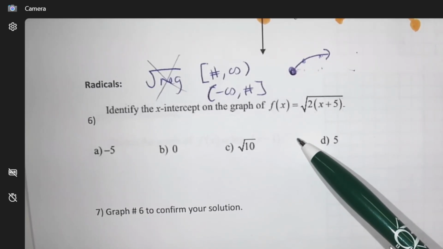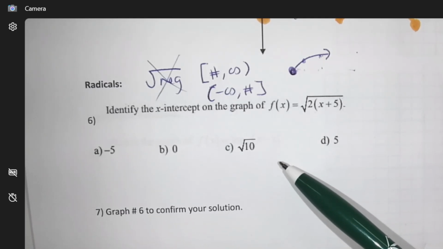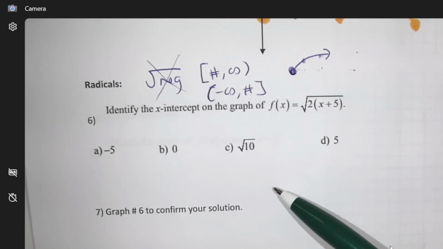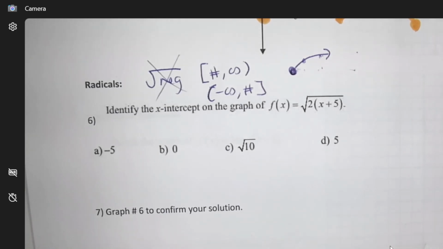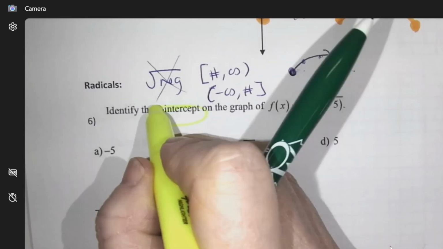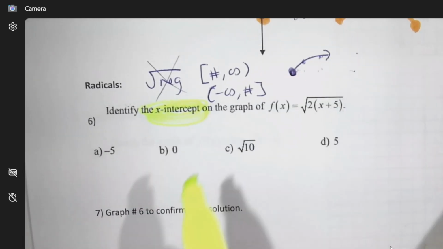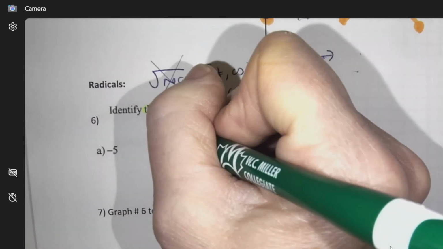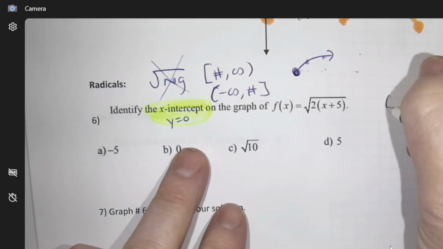When you do your multiple choice on your exam, you're going to get a bubble sheet for that. Okay, so I'm going to remind you, but you'll have to have a pencil, a number 2 pencil with you, because you will have to do 8 or 9 bubbles on your exam. Okay, what does the word x-intercept mean? No matter what you're dealing with. Y is 0.